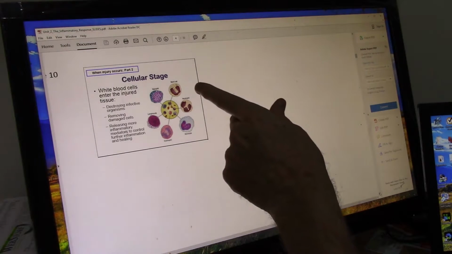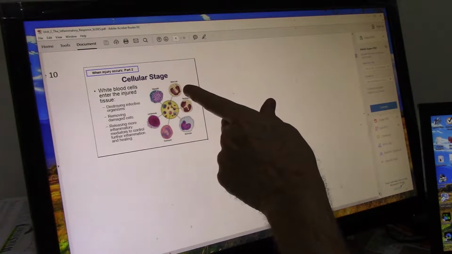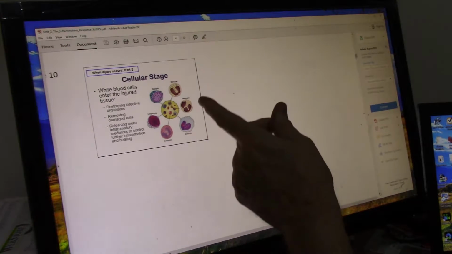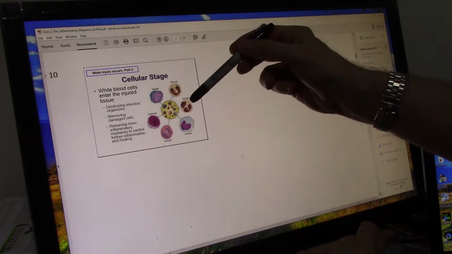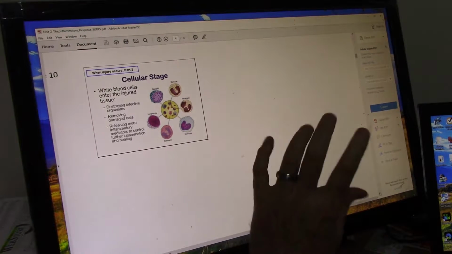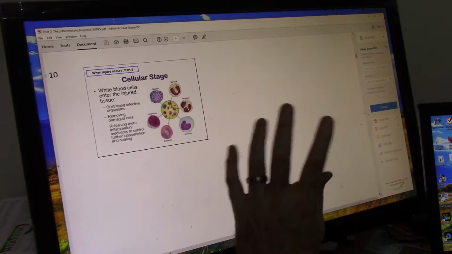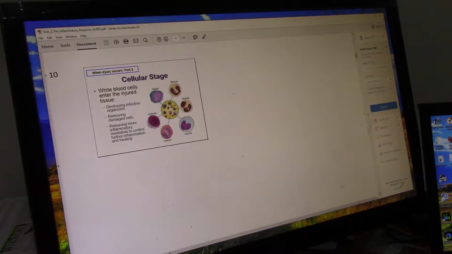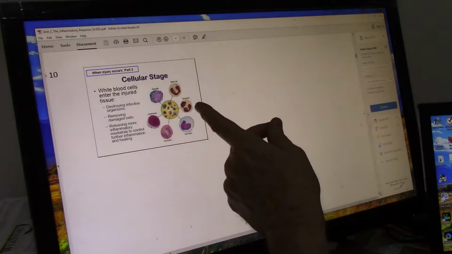Now, this one here is important to know. These are what are known as band cells. And a band cell is just an immature neutrophil. And what happens is neutrophil is the most prevalent white blood cell or leukocyte in the body. Normally, about 60% of white blood cells will be neutrophils.